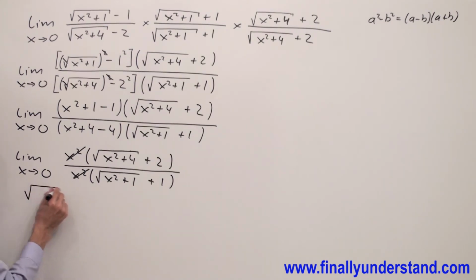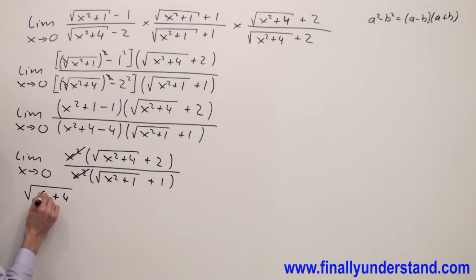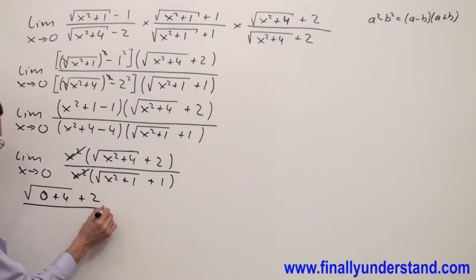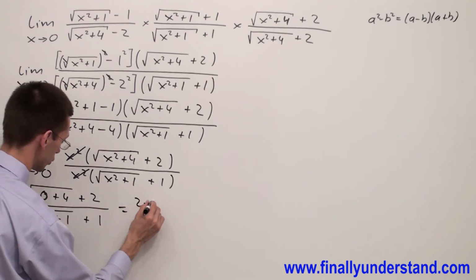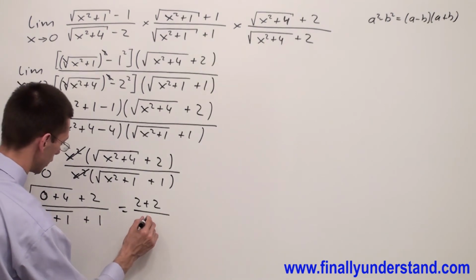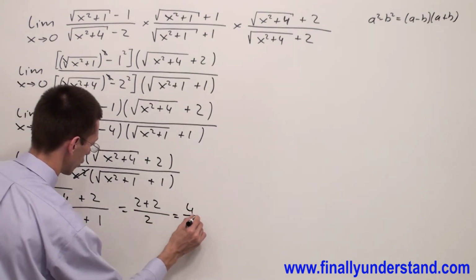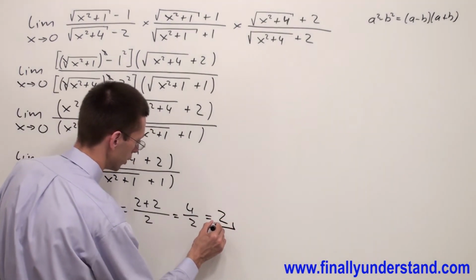So I have square root of 0, because x to the second power is 0, plus 4, this is 0, plus 2 over square root of 0 plus 1 plus 1. Square root of 4 is equal to 2, plus 2, over square root of 1 is 1, plus 1 is equal to 2. 4 over 2 is equal to 2. And this is the solution to my problem.